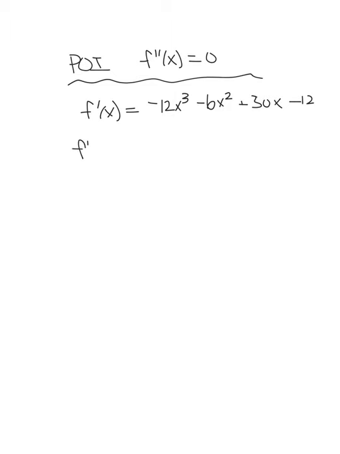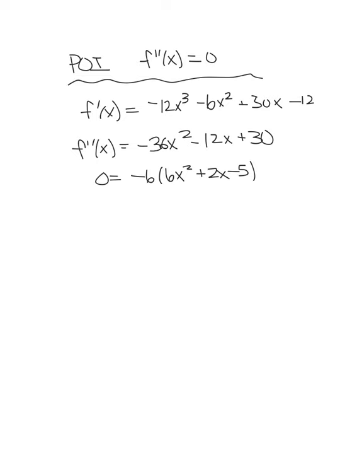So I rewrote our first derivative for you. I'm going to do our second derivative right now, and I'm going to be getting a negative 36x squared minus 12x plus 30. So when I go ahead and set that equal to 0, I'm going to factor out that negative 6, and then I will be able to use the quadratic formula with what I have remaining.